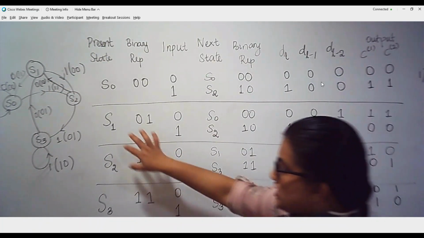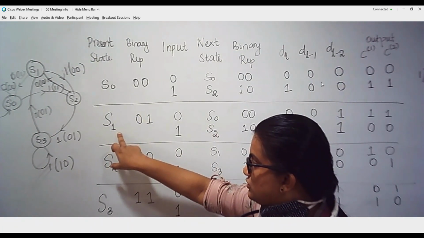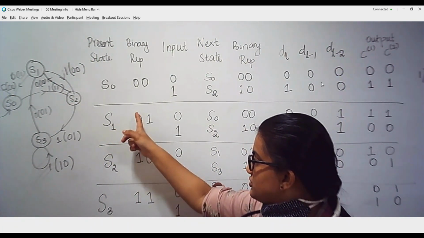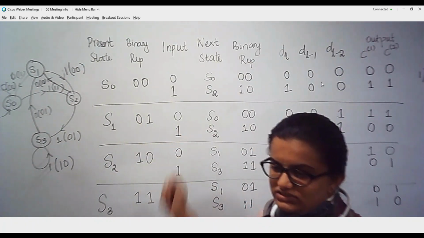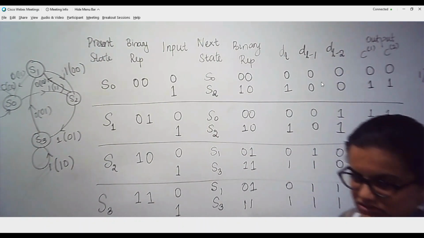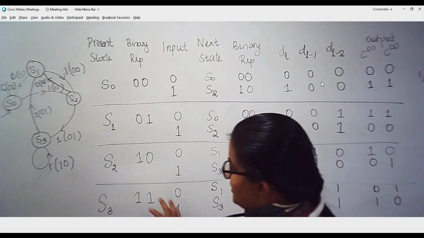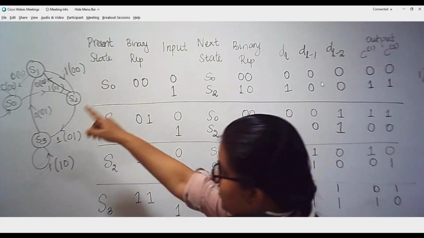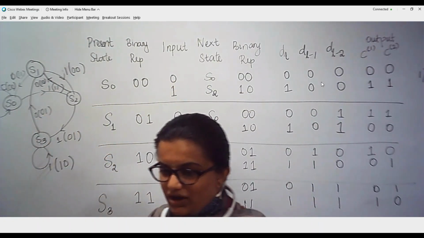But if you interchange the representation, so that S1 has the binary description 1, 0 and S2 has the binary description 0, 1, then the diagram will look slightly different. But whatever it is, as per the table, you can write this diagram. I hope you have understood.